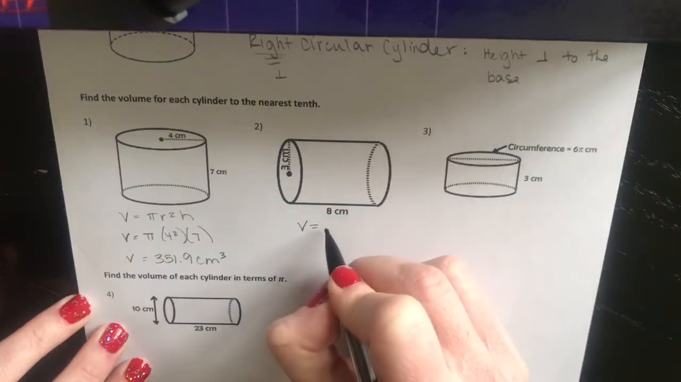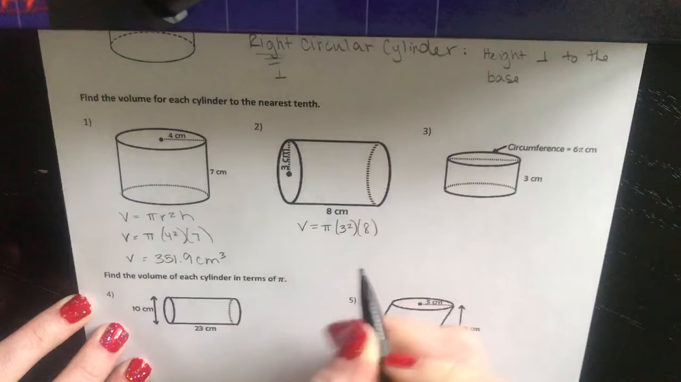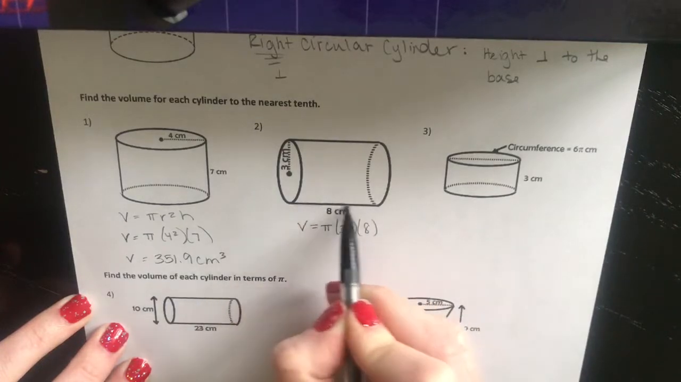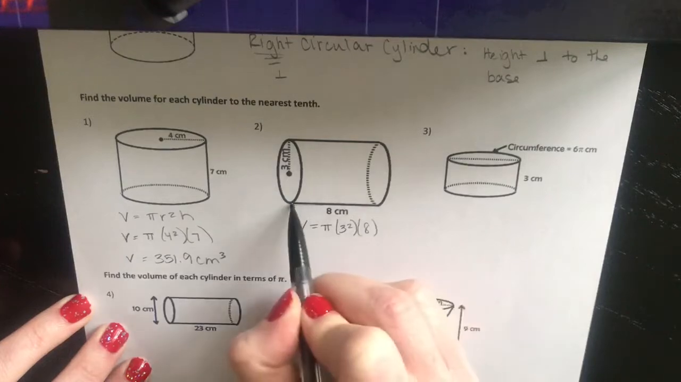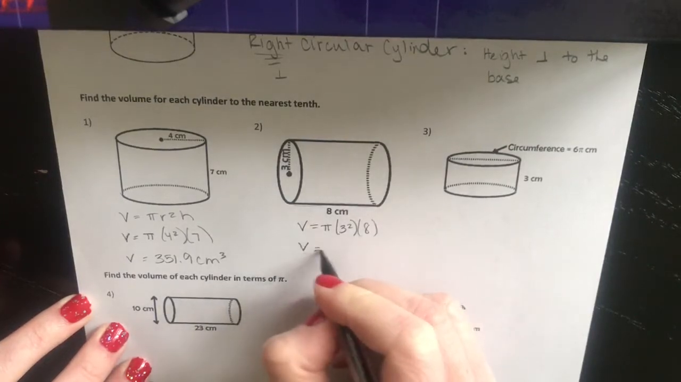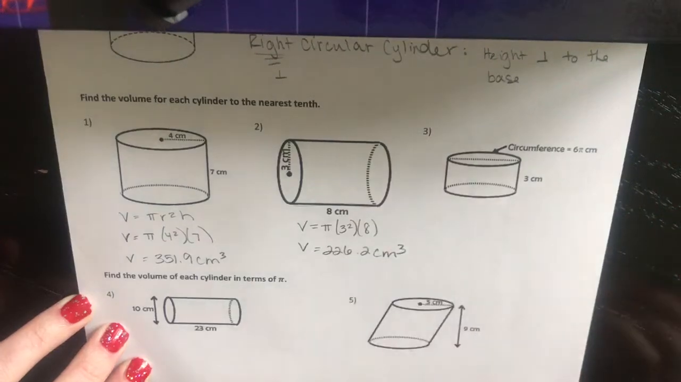Next one, I'm not going to write the formula this time. Pi r squared h. Notice the height is down here. It doesn't look like a height of what we're used to, but the height connects the two bases together, so it will be 8. So this is 226.2 centimeters cubed.